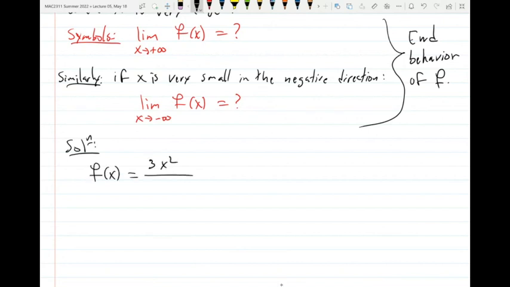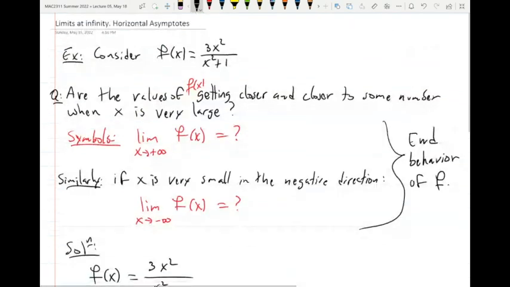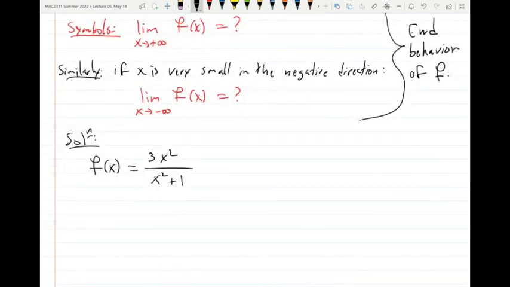This function is 3x squared over x squared plus 1. And we want to see what happens to this function when x is very big, right? Let's just focus on x being very big. By the way, it doesn't really matter if we're going positive or negative infinity because the only x's that we have are being squared, right? So we're actually just looking at positive values here all the time, regardless of where you're going, right or left. So, doesn't matter.